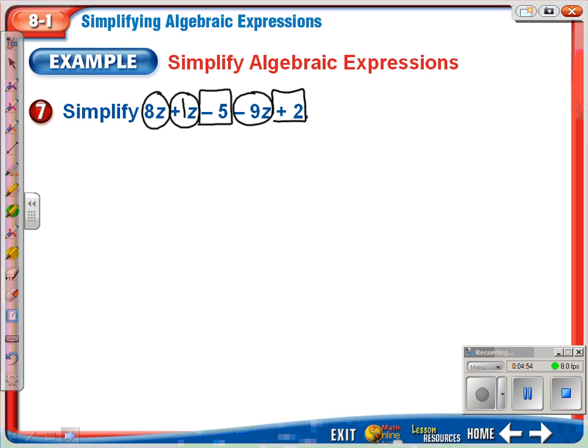So I just chose a symbol. I just thought I would use a circle for the z's. I'm going to use a box or a square for the constants, but of course you can interchange those as long as you're keeping the same symbol with the same like term.